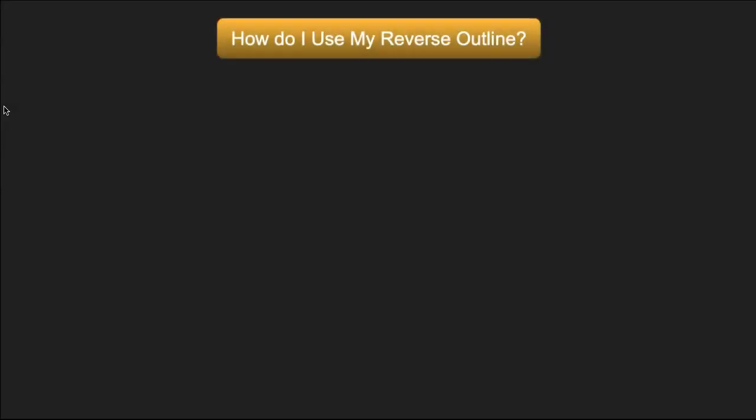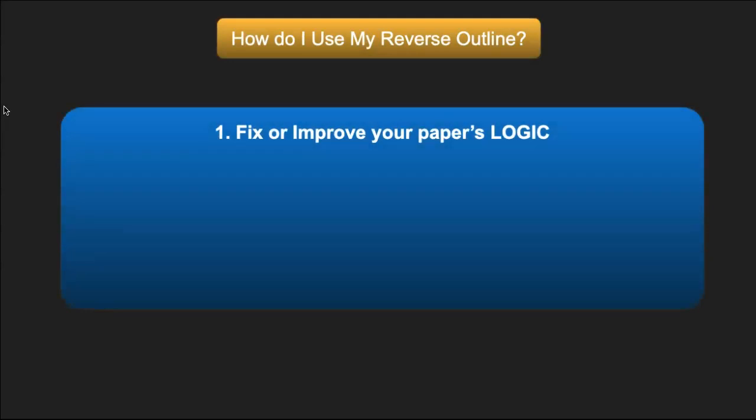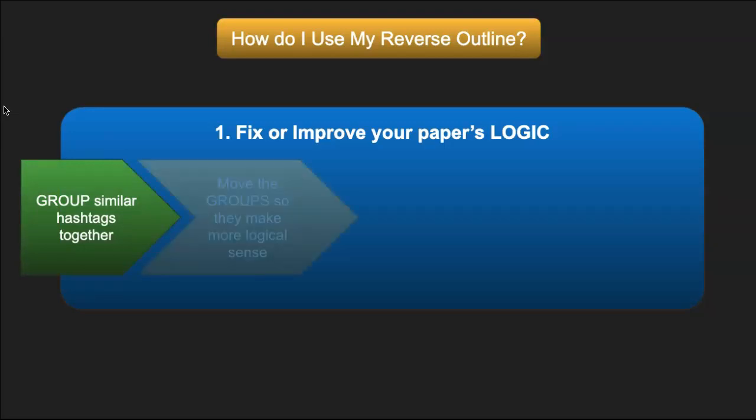All right. So then, how do I use my reverse outline? Well, you can use it to improve your paper's logic. That's the main purpose. So, group similar hashtags that you've done together, and that creates like a section. Move the groups together on a separate sheet of paper or right next to it, so that those groups of paragraphs make more sense together.